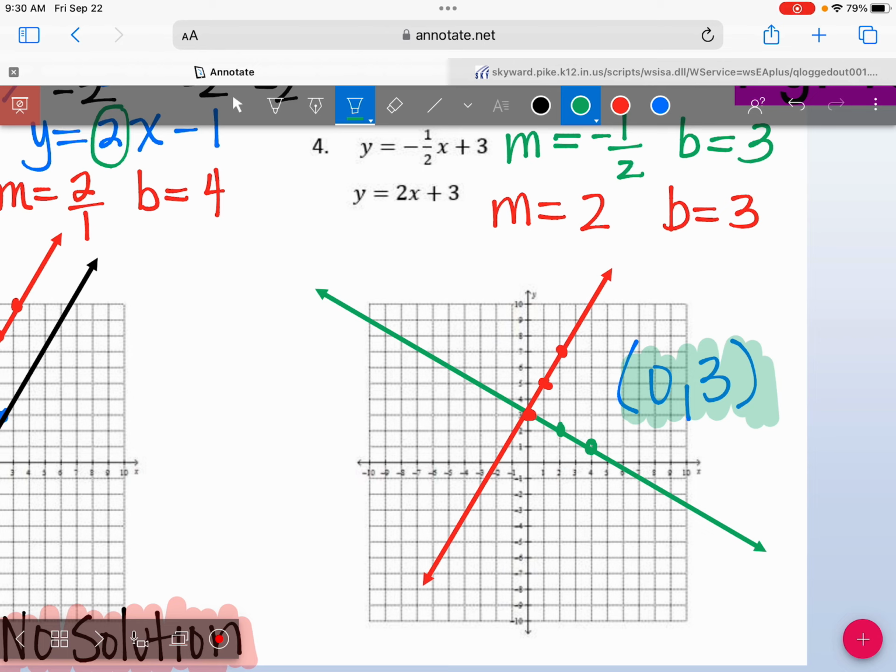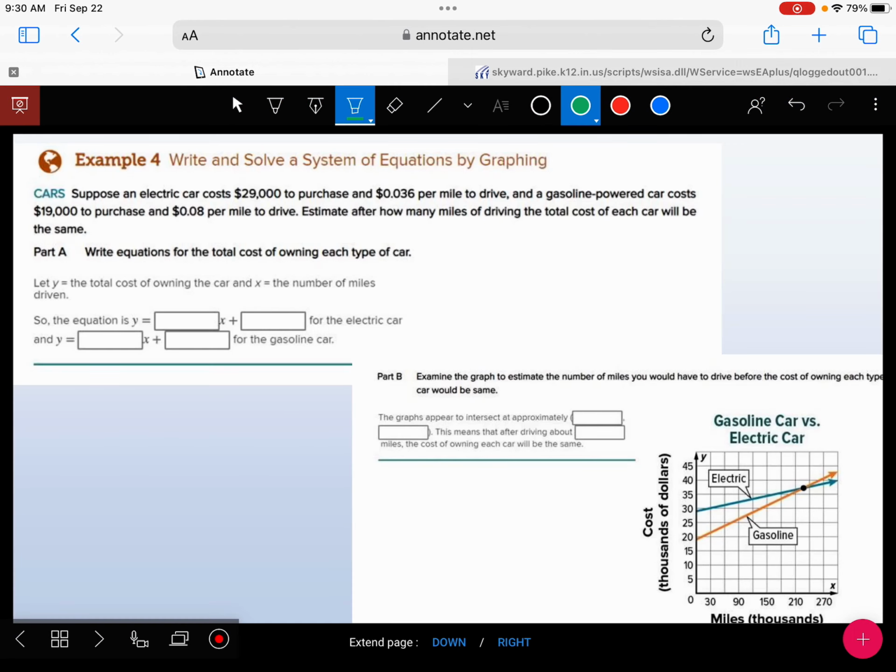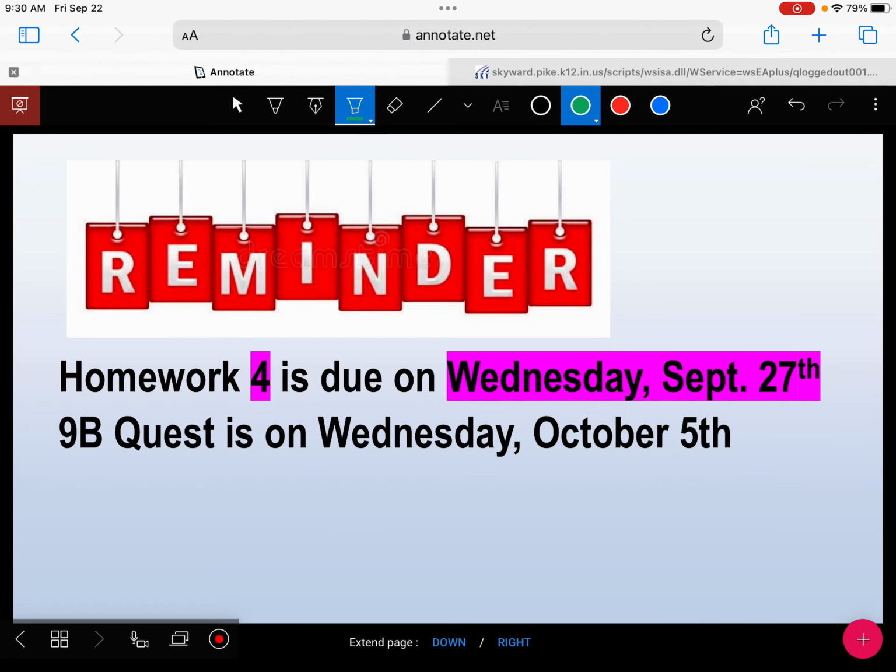All right, use the rest of the time. So we finished everything for homework 4. I want you to use this time to finish homework 4. I'll pass back your purple sheets on Monday. Homework 4 is due on Wednesday. We have another quest, and that's October 5th.